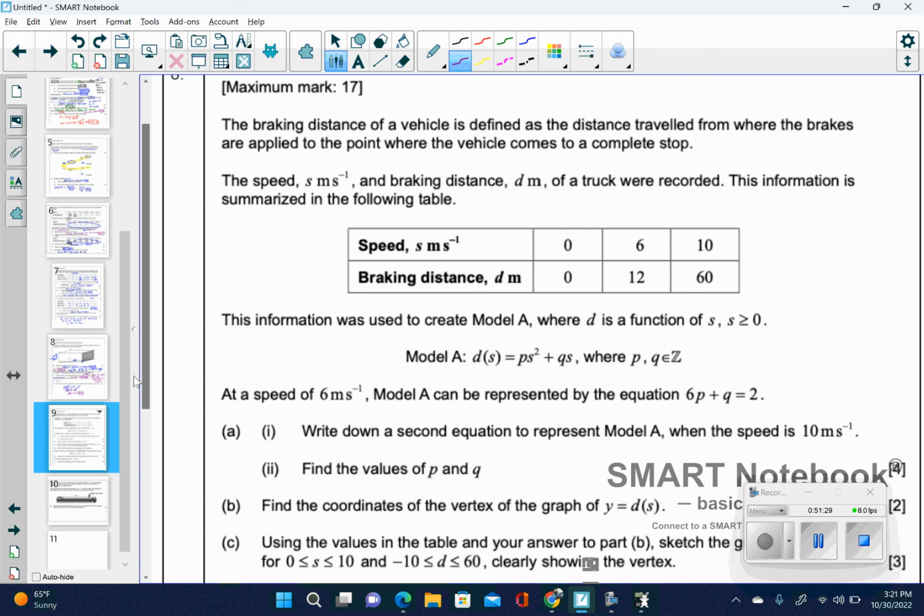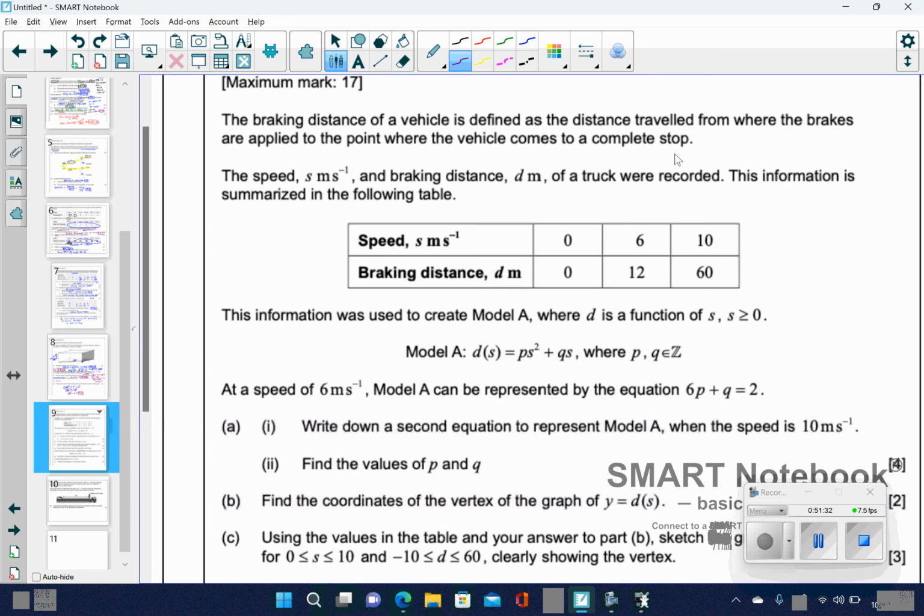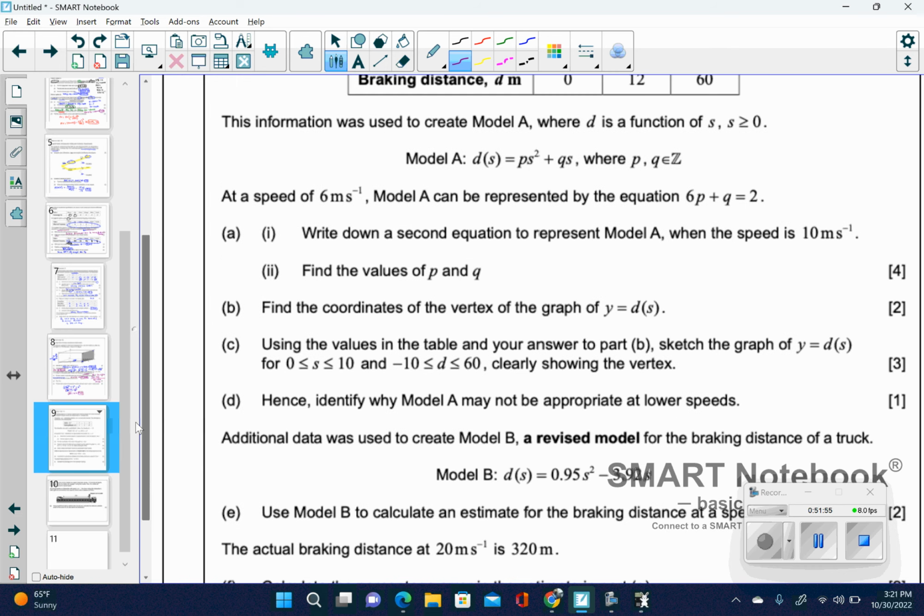So braking distance is defined as the distance traveled from when the brakes are applied, when you hit the brakes, until your vehicle comes to a complete stop. So that's called braking distance. The speed, which is meters per second, and braking distance, which is D meters, of a truck were recorded. And you're going to see two models here. For the first one, we're going to call this Model A.